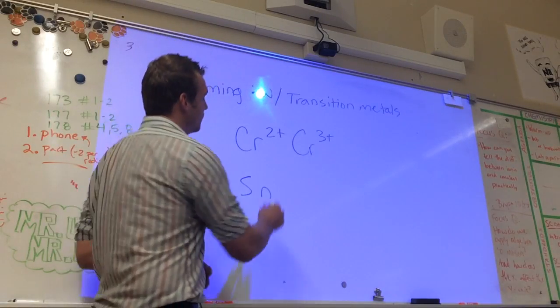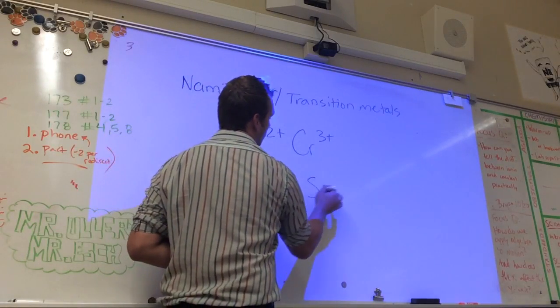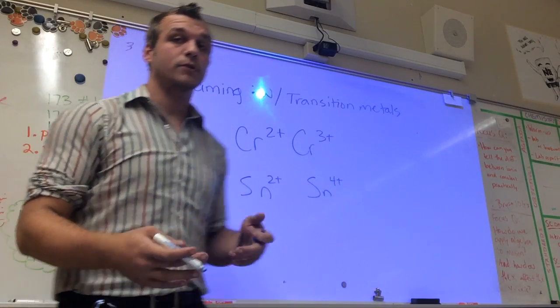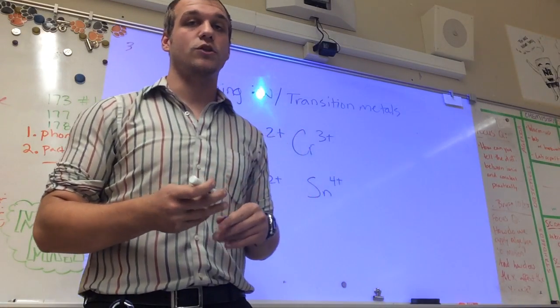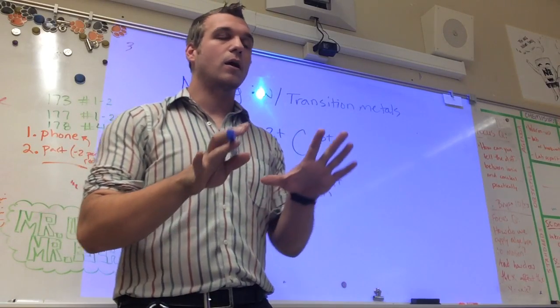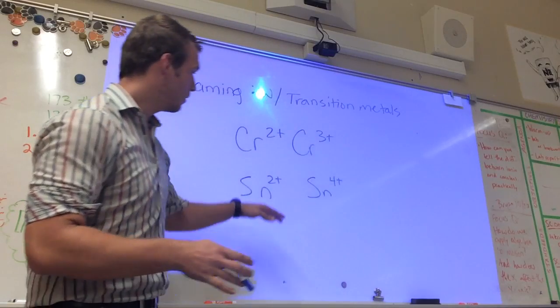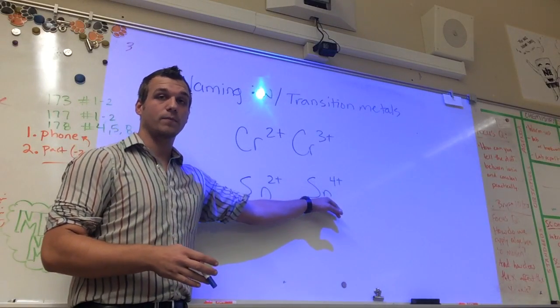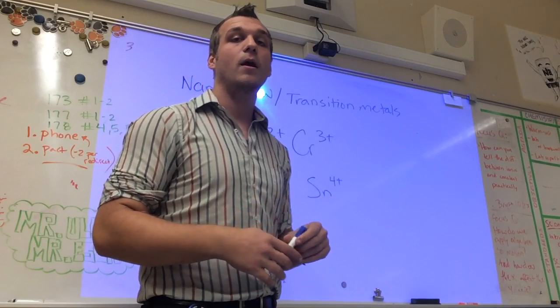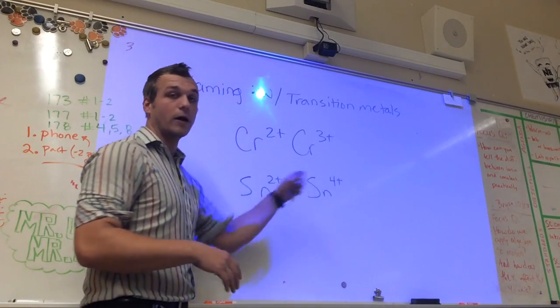So a couple other examples, tin, which is Sn. Tin is always going to be either 2 plus or 4 plus. And it matters which one we're talking about because they actually have different compositions. They have different melting points, different boiling points, different characteristics based on this information right here. Okay, so first thing we're going to do is work with these and name them based on their oxidation numbers.